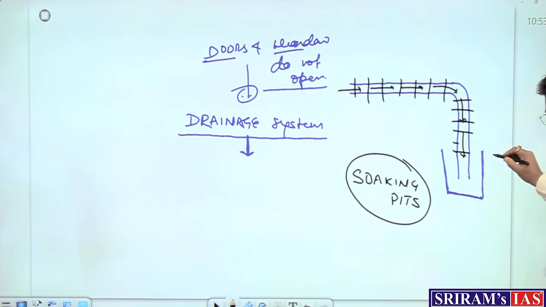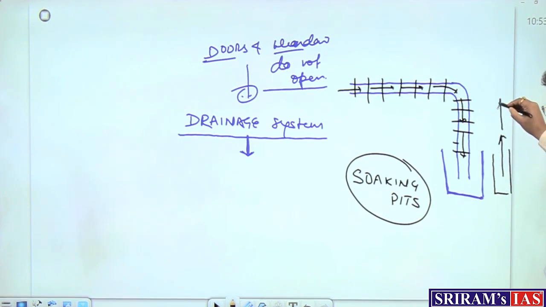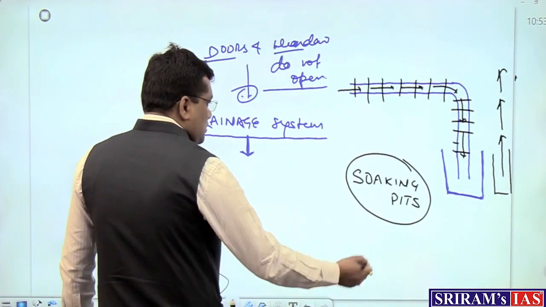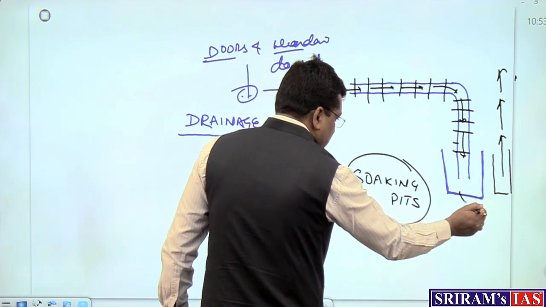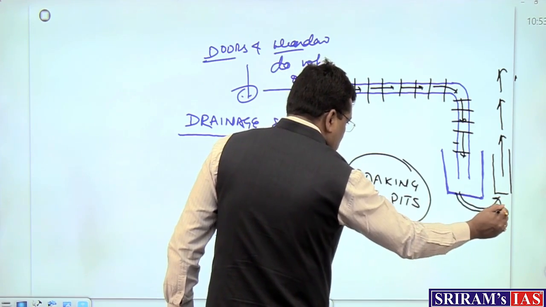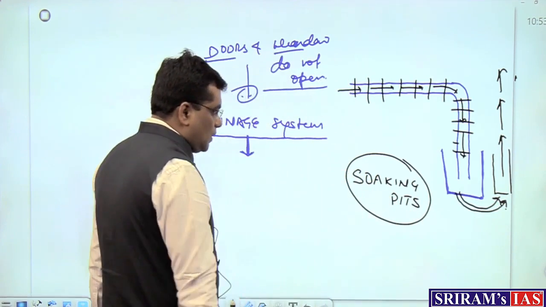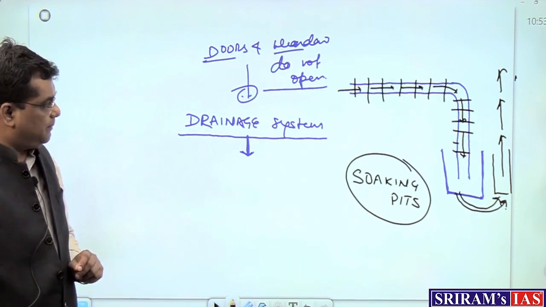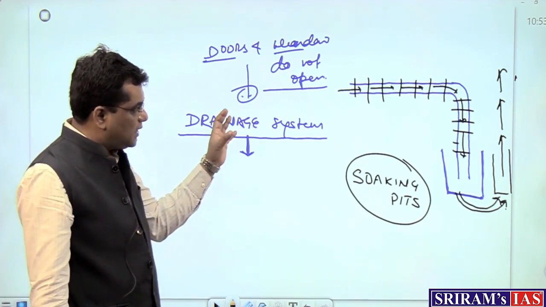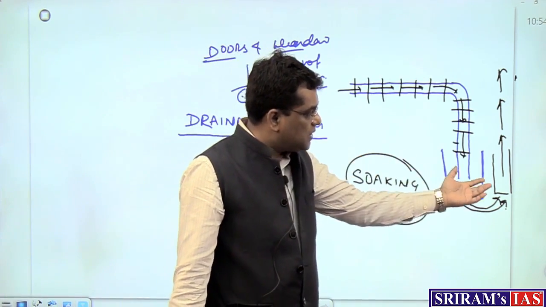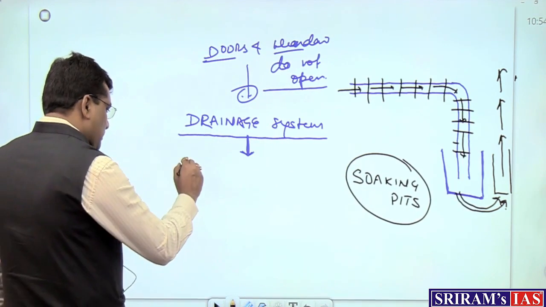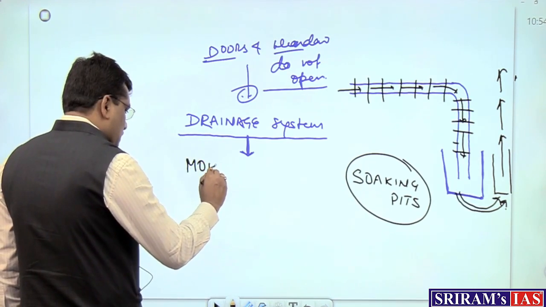But the major drawback of the Harappan drainage system was that they constructed the drinking well beside the soaking pits. Just beside the soaking pits, they constructed the drinking well, and obviously there was a chance of water contamination. Therefore, the Harappans suffered from many waterborne diseases. Mohenjo-daro had an excellent drainage system.